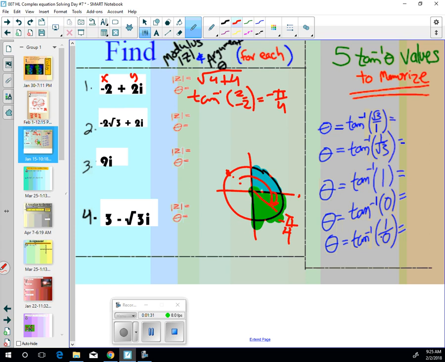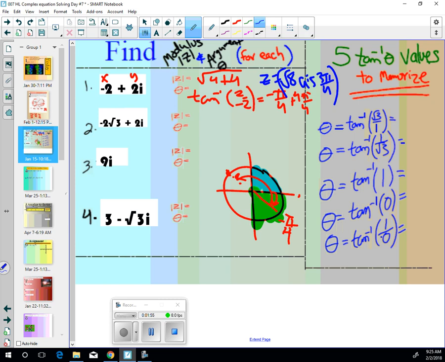What do I have to add to get to there? Add pi. So add 4 pi over 4. Does that make sense? So this is going to be 3 pi over 4. So your final answer for z is going to be the square root of 8 cis negative pi over 4 plus 4 pi over 4 is 3 pi over 4. This is the first step.